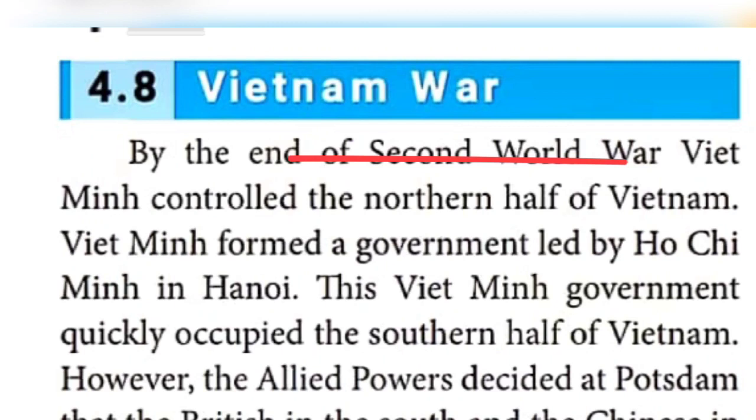At that time only, which war occurred? The Vietnam War. The Vietnam War occurred for nearly 20 years, children. So, from which year to which year?